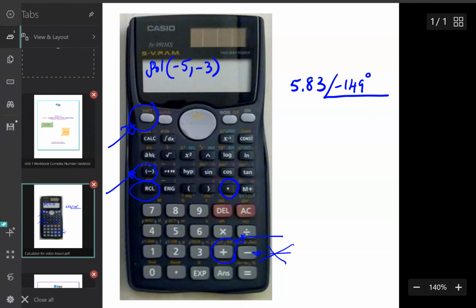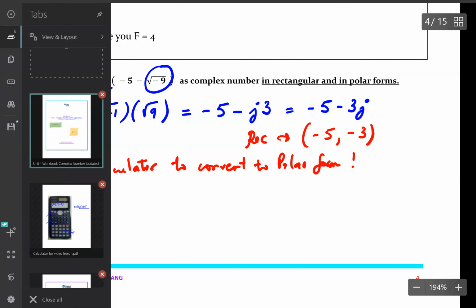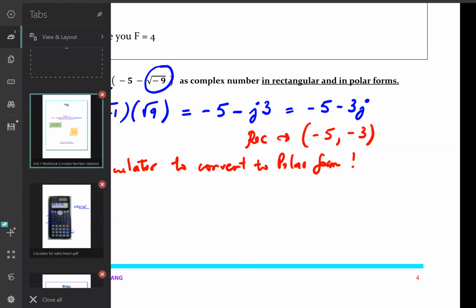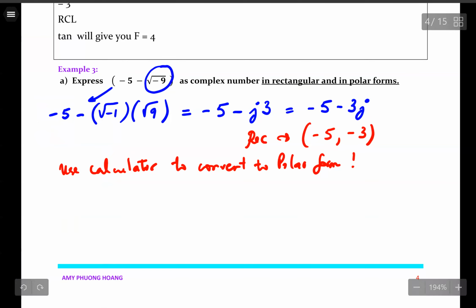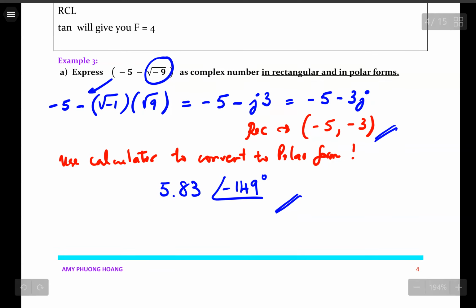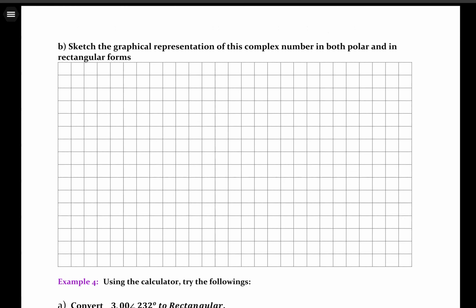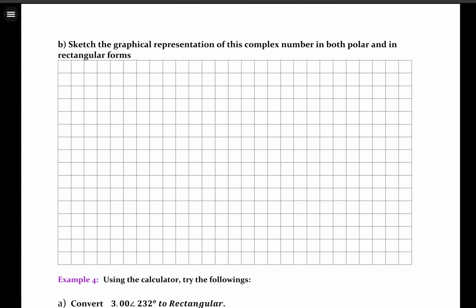Let's get back to our slide, and I want to write this down. So in polar form, I should have 5.83, and the angle is -149 degrees. So let's present this one as a graph. How do I sketch the graphical representation of this complex number? Let's take a look at that to see what we have.